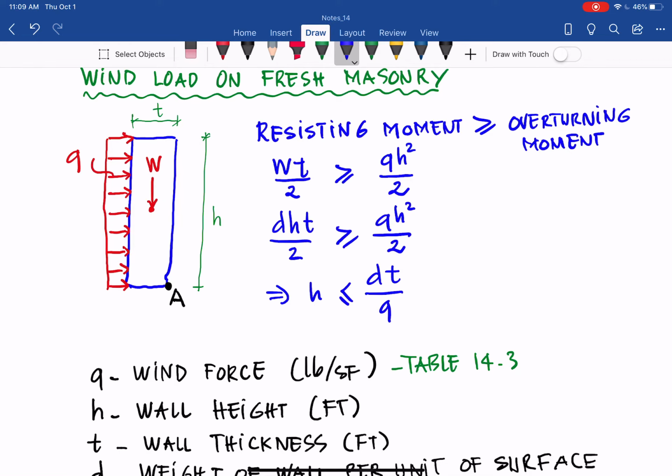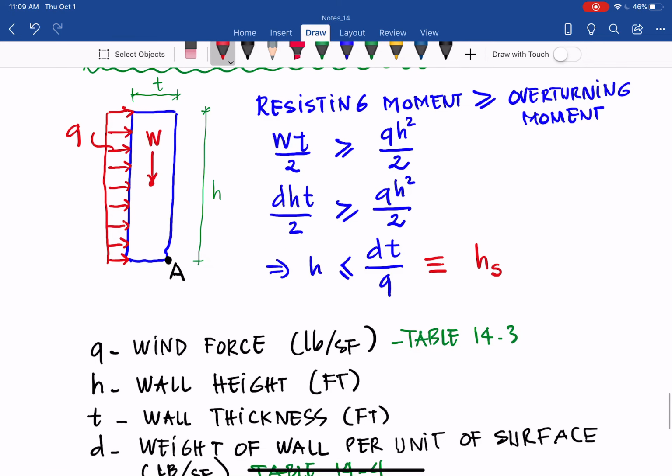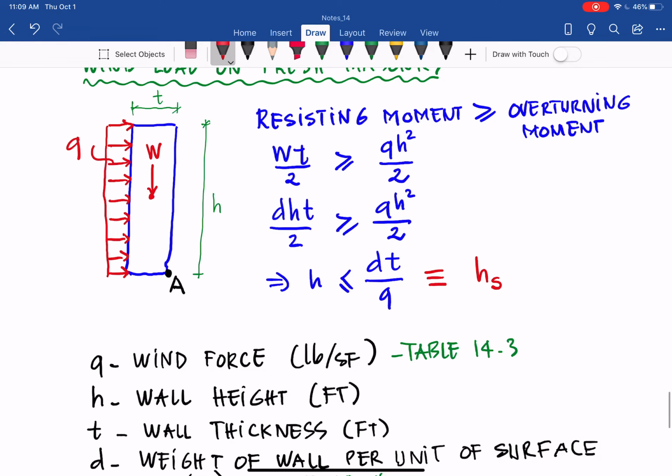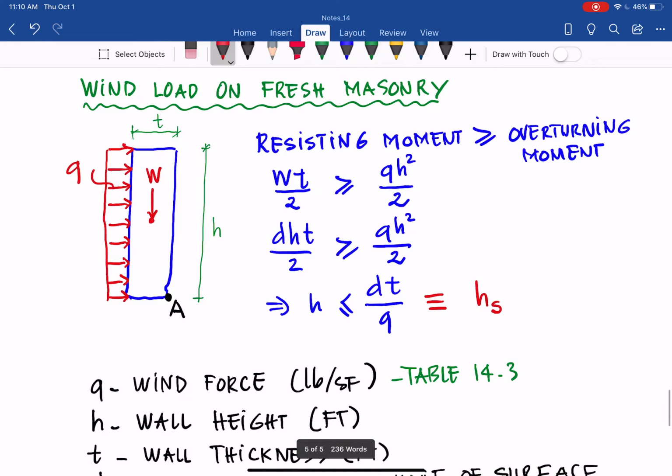And that is equivalent to the maximum safe height of the wall when we lay the bricks. That is the maximum height we can do. We call it h s, s stands for safety, the safe height: d t over q. How to determine d? How to determine q? The thickness of the wall is given.